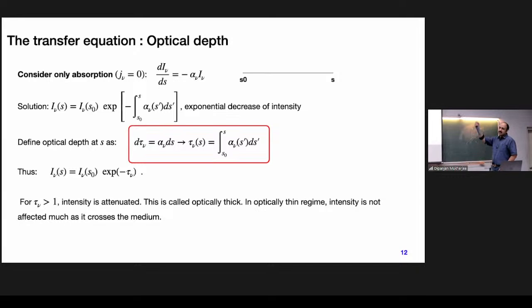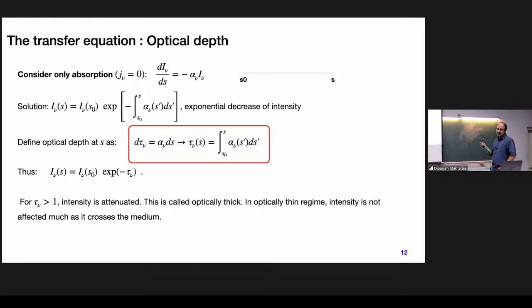Similarly, think of radiation coming from outside going inside a star. Most of this radiative transfer was initially developed for studying radiation from stellar envelopes, the outer layers of the stars, both radiation coming in and radiation going out. But the fundamental point is, if tau is greater than 1, then the intensity decreases. However, if tau is less than 1, then the intensity at this point is almost the same as the intensity at this point. So this is optically thin. Optically thick is when tau is greater than 1.